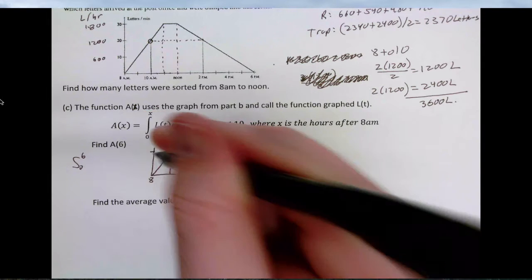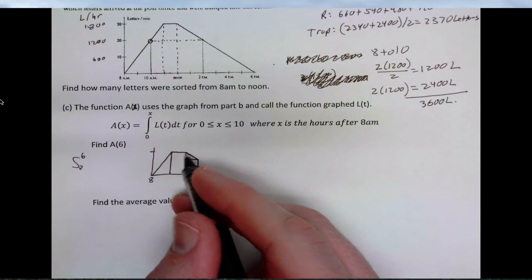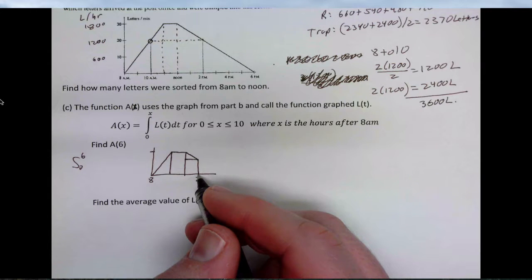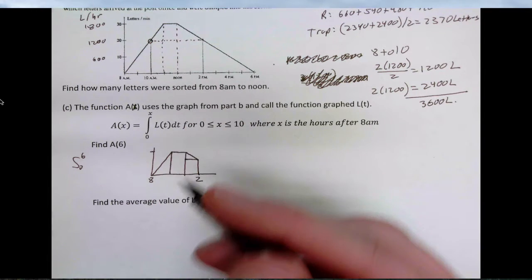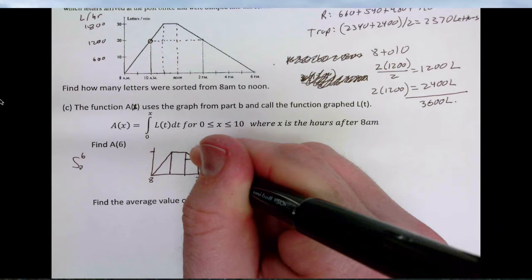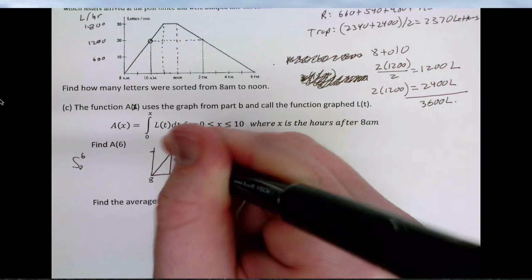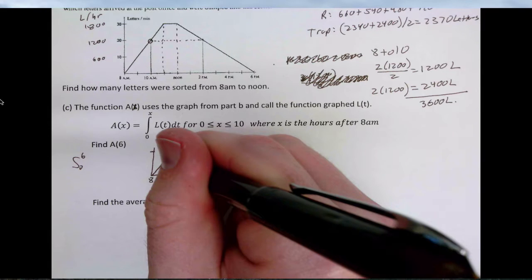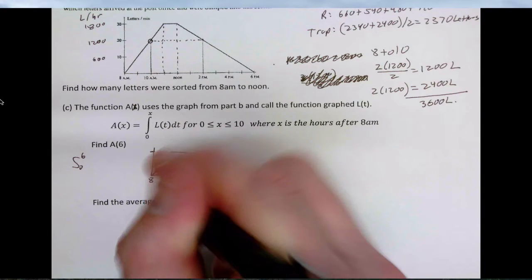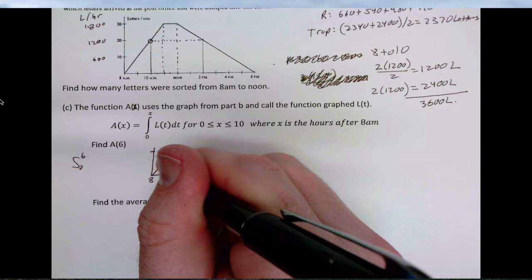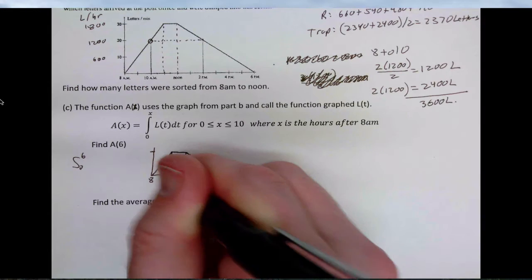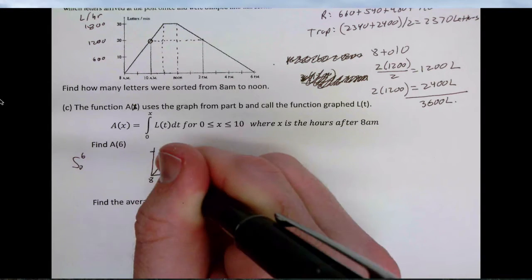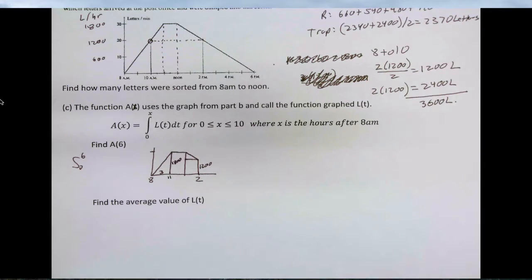I redrew the actual shape, and we're going out 6 hours later, and 6 hours later is at 2 p.m. What we're going to find is that this height right here is 1200, and this height right here is 1800. The distance across the bottom here, this is at 11, so we're at 11, which makes this 3. This triangle right here is 3 by 18 divided by 2.